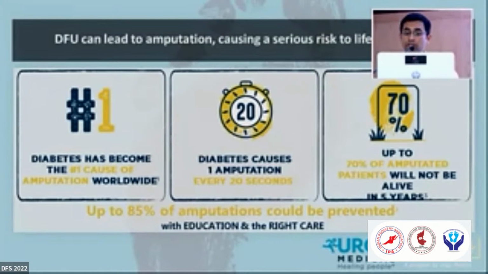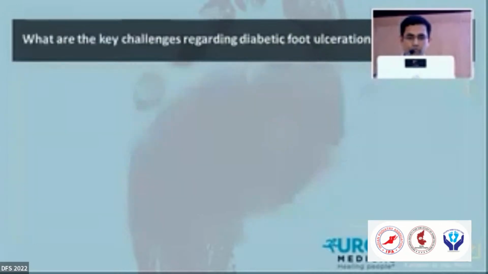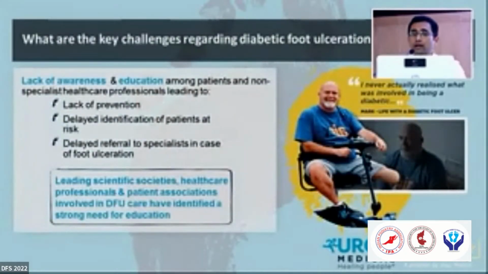Up to 70% of amputated patients will not be alive in 5 years. We all know the 5-year mortality rate for diabetic foot ulcer disease or post-amputation is that bad. What are the key challenges regarding diabetic foot ulcerations? Lack of awareness. And this is where the Indian Podiatry Association, KRSSDI, and so many of us, all the stakeholders, can come together. Education, again, lack of prevention.